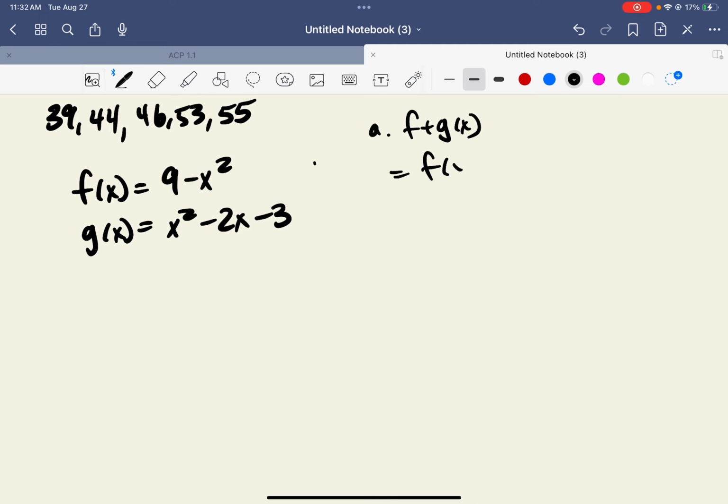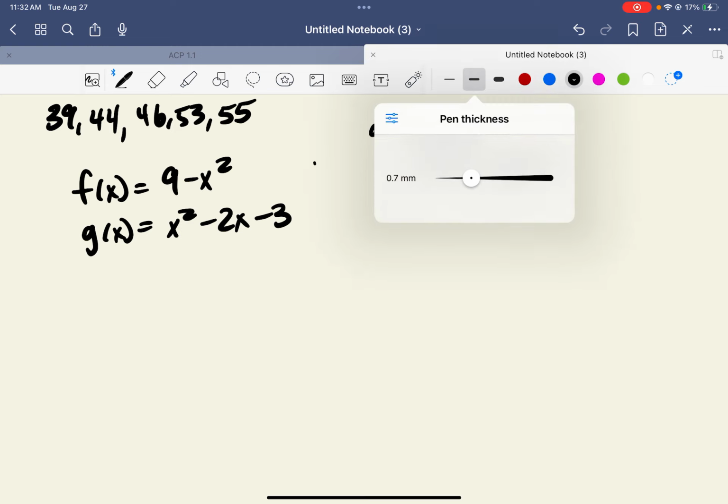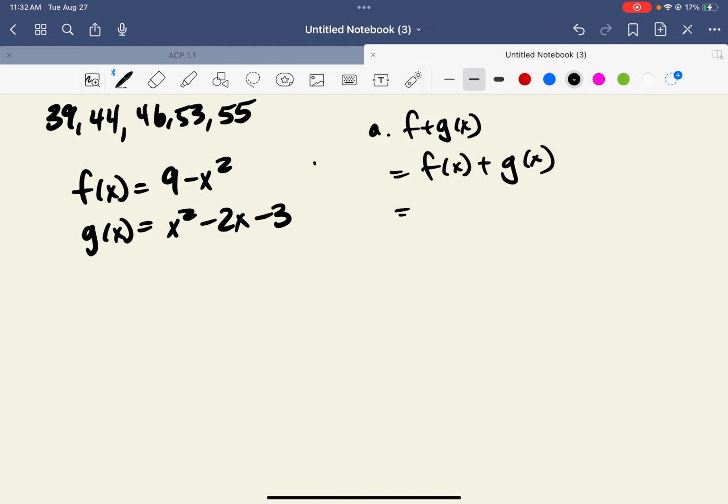Well, that's just going to be f of x plus g of x, which is going to be the function 9 minus x squared plus x squared minus 2x minus 3. So when you add those together, I think it's clear that the x squared terms are going to cancel out. You're going to get negative 2x, and then the constants give you plus 6, right?